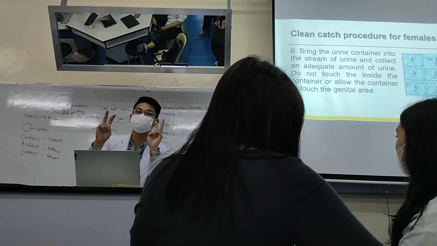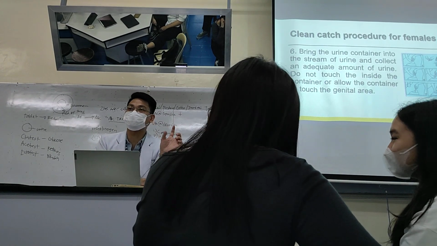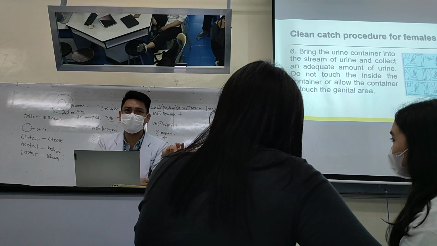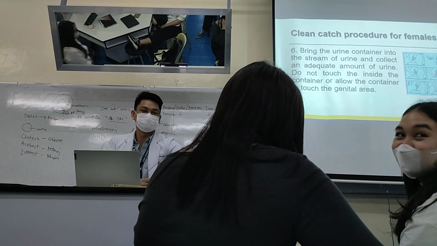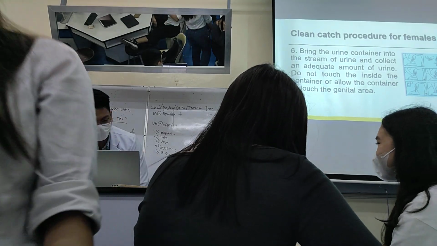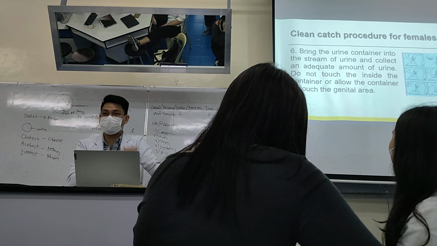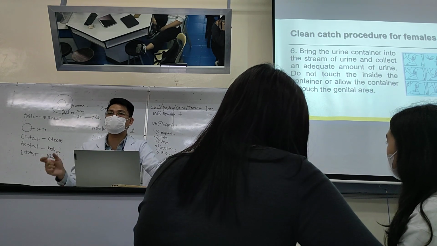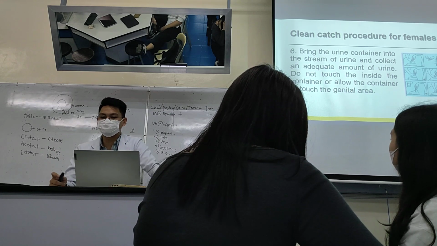That's why they have midstream clean catch. You need to catch the middle portion of urine. The urine flow should be continuous, then you catch the middle portion. Once the container is filled, stop, then continue voiding your last part of the urine sample.